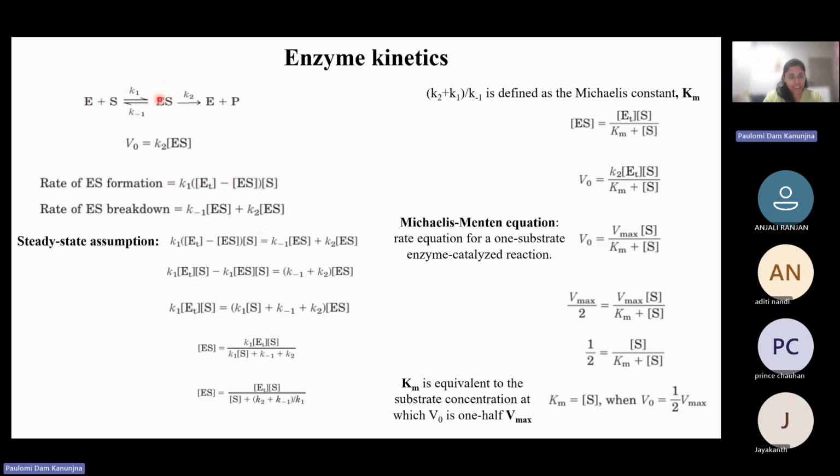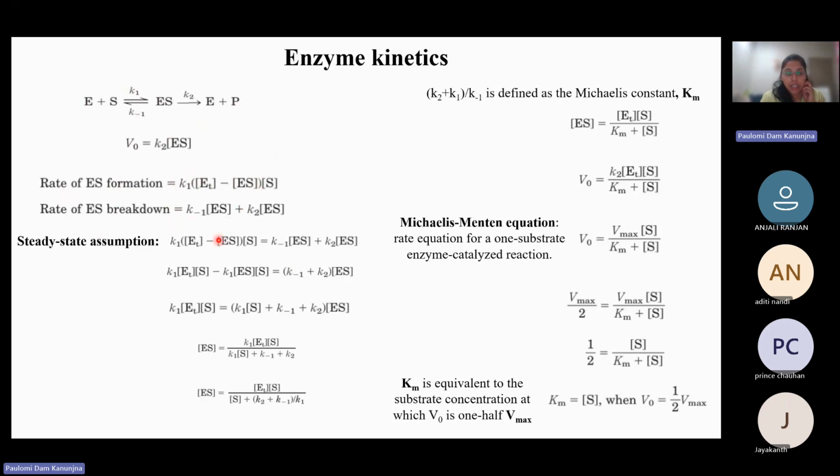So your ES is also breaking down to give you E plus P. So this reaction is also breaking down ES. This reaction is also breaking down ES. So when you are looking into breakdown, you are basically taking both of these into account. So you have both the rates taken together.